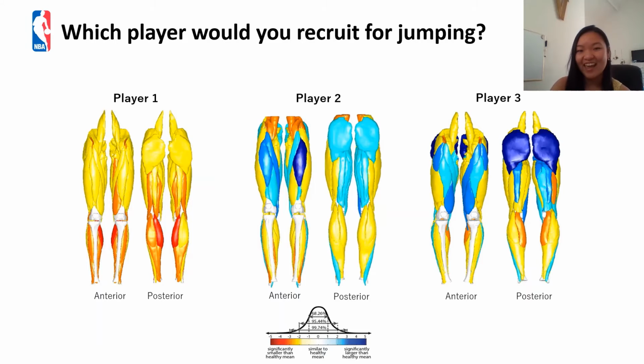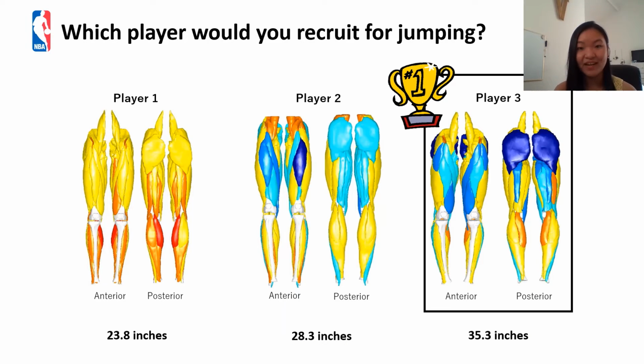So I'm back, and if you answered E, player 3, you are correct. This player has the higher jump performance. It turns out a higher total muscle volume does correlate to a better vertical jump performance. And some of the muscles actually show better correlation than others.